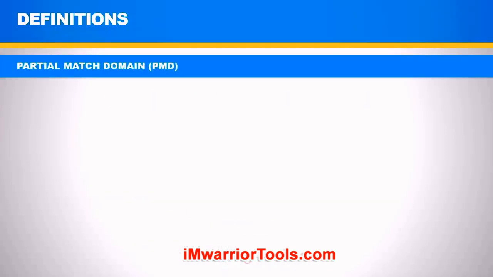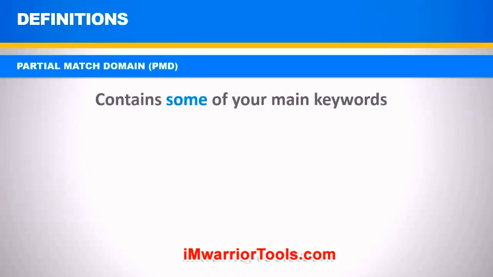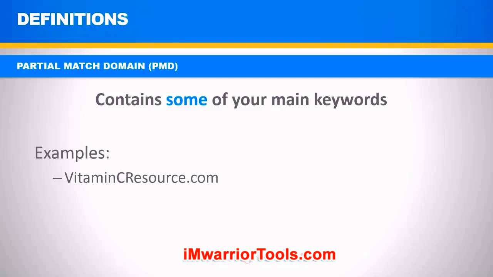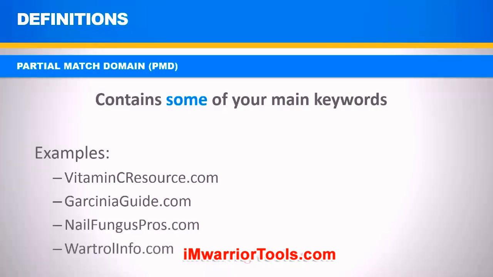Okay, let's move on to partial match domains. The definition here is it contains some of your keywords. This would be kind of like on all the points that I mentioned before, the speed to rank, the ease at which you can do outreach, and the ease at which you can flip it. It's moderate on all these fronts. So some examples of this might be vitamin C resource. So I got some of the keywords in here, but resource isn't one of the keywords that I'm going for, so that makes it a partial match domain. Garcinia guide, nail fungus pros, or Wartrol info. Again, we've mixed in some extra words in there, and it gives us a moderate effect on all those factors before.